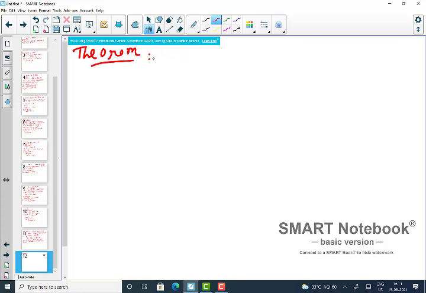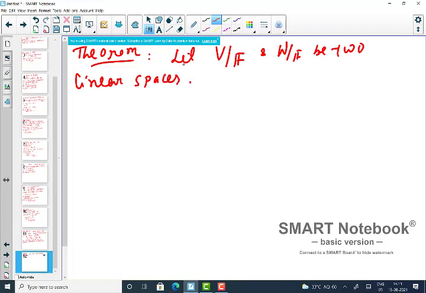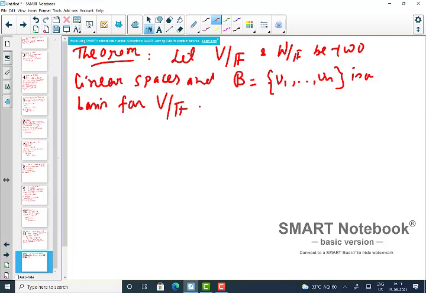Theorem. Let V over F and W over F be two linear spaces, and assume that your basis, say v1, ..., vn, is a basis for V over F. If you fix the image set inside W, does that actually tell you the uniqueness of linear maps? And the answer is yes.